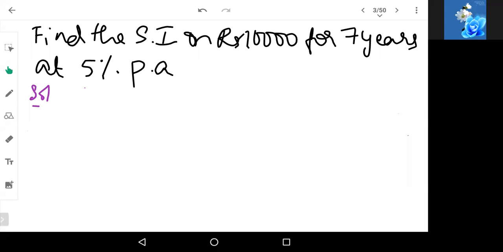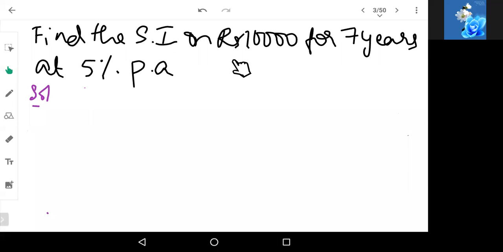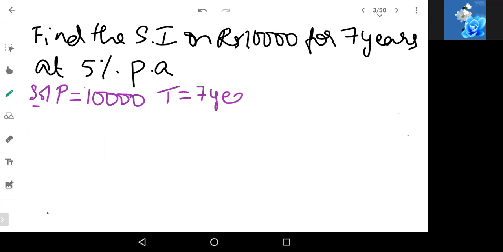So the first problem: find the simple interest on rupees 10,000 for 7 years at 5% per annum. Always in such problems, first write down what is given to us. Principal is given, which is the basic amount, 10,000 rupees. Then the time period, which is 7 years. Always make sure the time period is in years. And then the rate of interest is 5%.